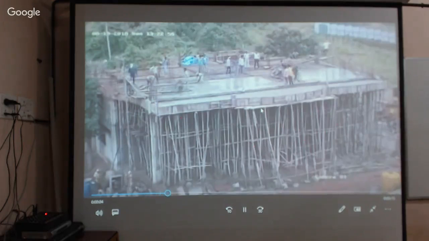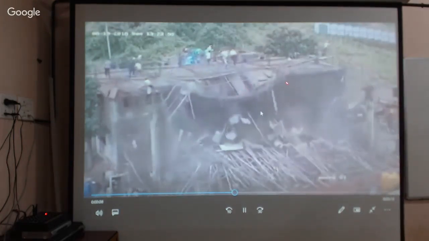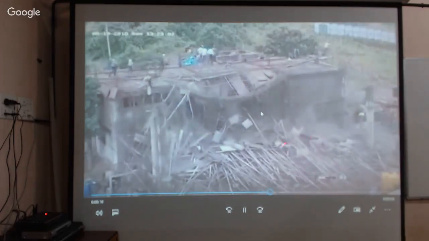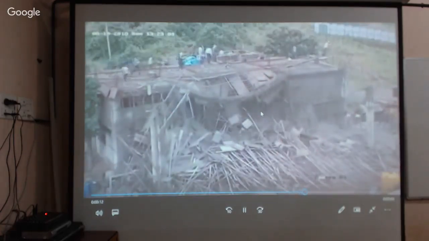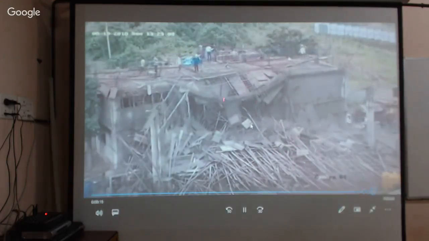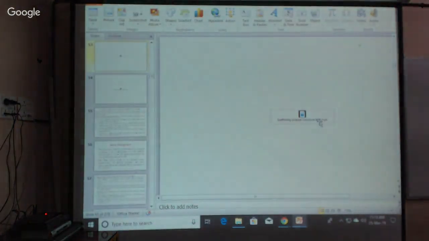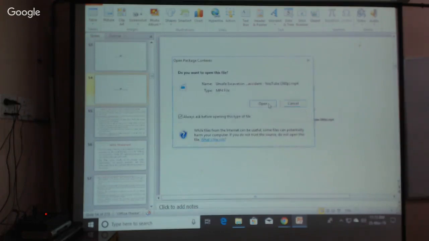Now this is the scaffolding. This is the scaffolding, centering work, see what's going on. Now this is poor centering work. Poor centering work. Now let us be very careful. This happens. This is not always. Sometimes this happens because of our poor quality management. And also we can have a look at the excavation part.